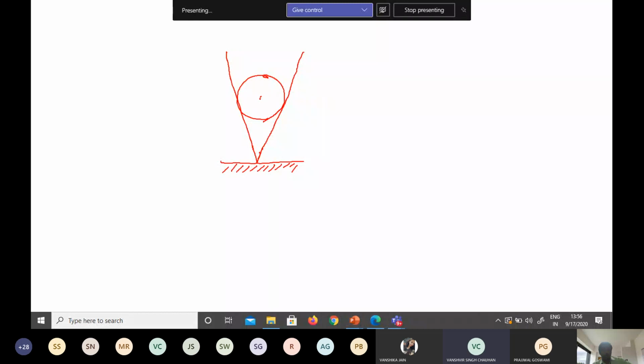This is the weight W of this sphere. This is the point of contact 2. This is the point of contact 1. The angle which it is making with the horizontal is alpha from this side, and here it is beta. So what do you have to calculate? You have to calculate the reactions R1 and R2.